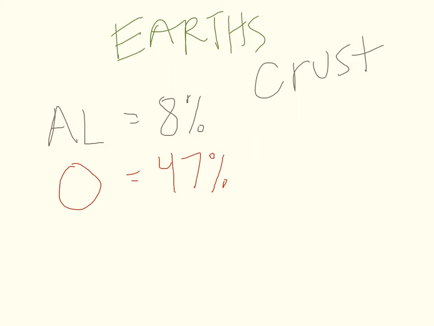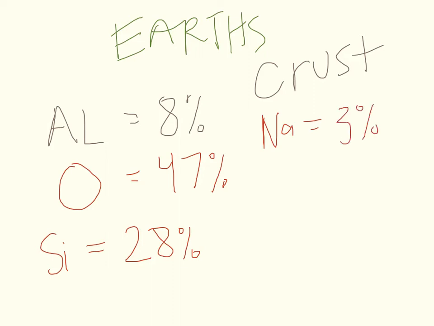The next element in the Earth's crust is silicon. I believe the symbol for silicon is Si, so that's what I'm going to put. The percentage for silicon is 28%. Moving on, we have sodium. The element symbol for sodium is Na, and there is about 3% of sodium in the Earth's crust. Not very much sodium, but there is a little bit.